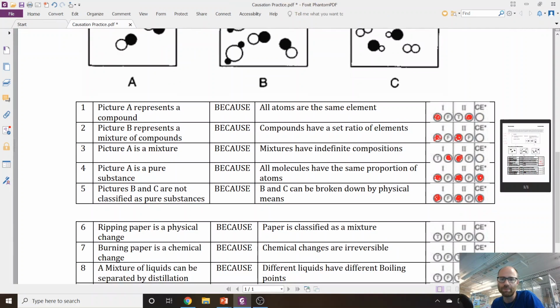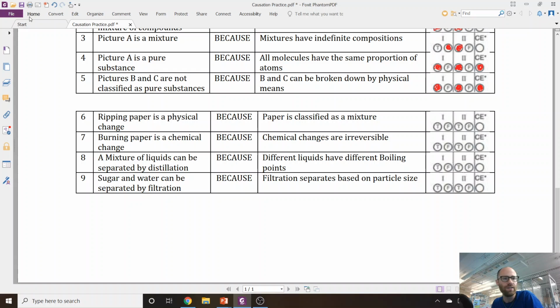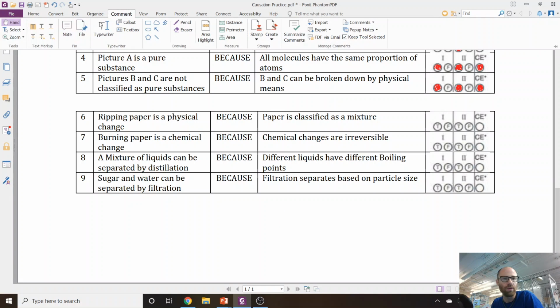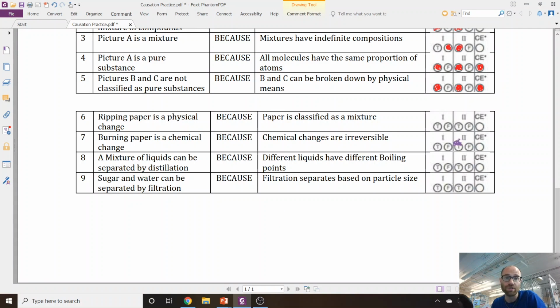And then moving on to these bottom ones, sometimes you will get these correct explanation questions without any pictures to refer to. Ripping paper is a physical change. Yes. Paper is classified as a mixture. Yes, I'm pretty sure paper's a mixture. It's been bleached, there's some pulp in there, but the pulp isn't all the same size. But that has nothing to do with ripping being a physical change.